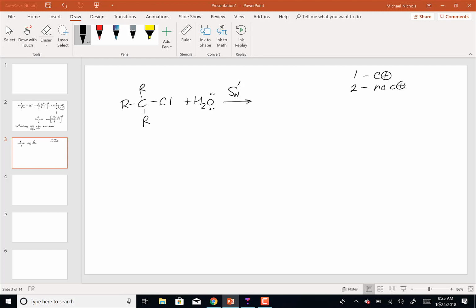All right, so I've got a tertiary halide plus a weak nucleophile in water. What's the first step of my mechanism? It's going to be the same. Break the carbon-chlorine bond and form the carbocation. And when I ask you to do this, I'm going to ask you to write the transition state, but we already did write the transition state, so let's not waste time and do it again.